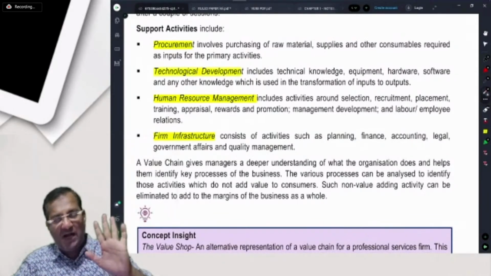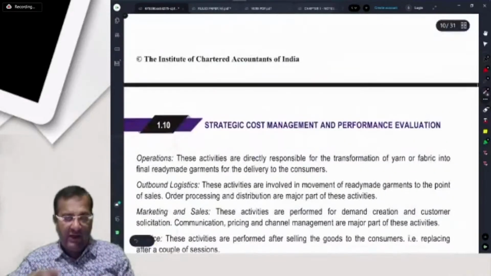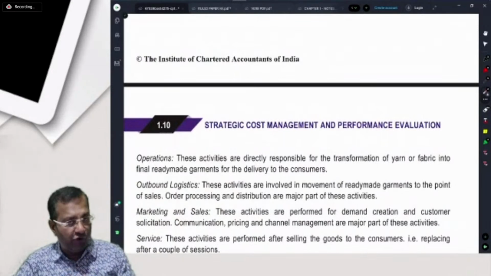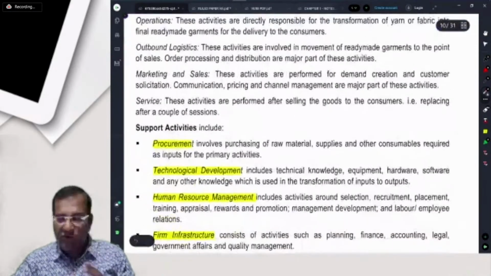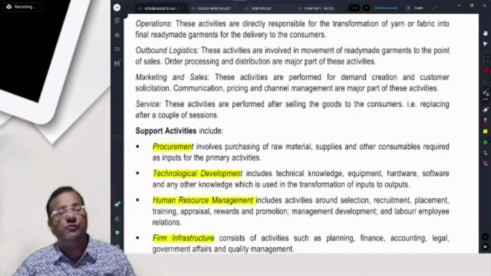So there are 5 primary activities and 4 support activities. What are the 4 support activities? The first one is procurement of raw material; consumables are also covered in the procurement of raw material. The second one is information technology, technological development, then human resource management, and the fourth one is firm infrastructure.